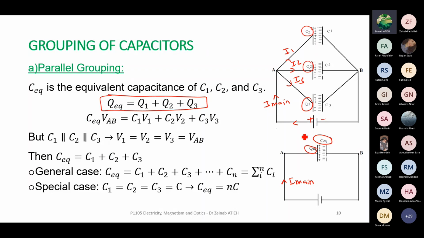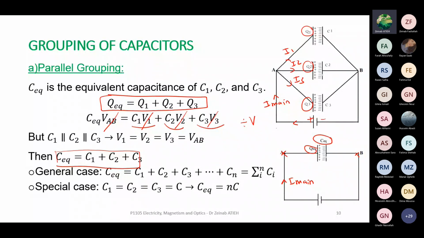Now let's replace Q equivalent. You know Q equals CU or CV. So Q equivalent equals C equivalent times VAB, which is the voltage VAB, and Q1 equals C1 V1, Q2 equals C2 V2, and Q3 equals C3 V3. Now, because the 3 capacitors are in parallel, VAB is equal to V1, V2, and V3. So I can divide by the same V. I will get C equivalent equals C1 plus C2 plus C3. This is the first result.